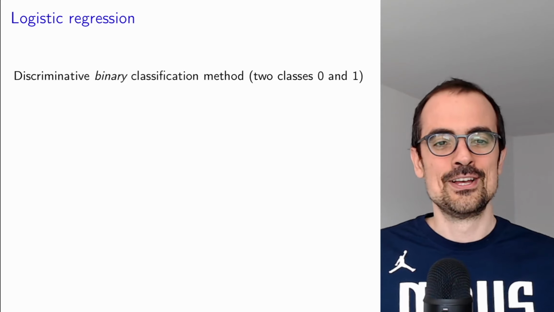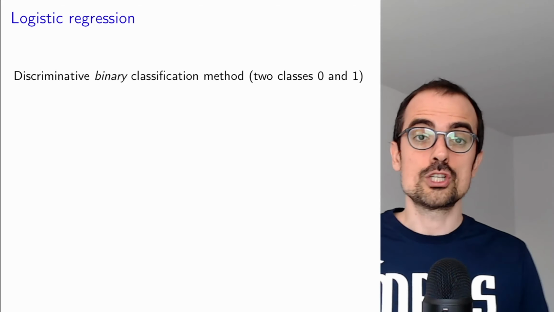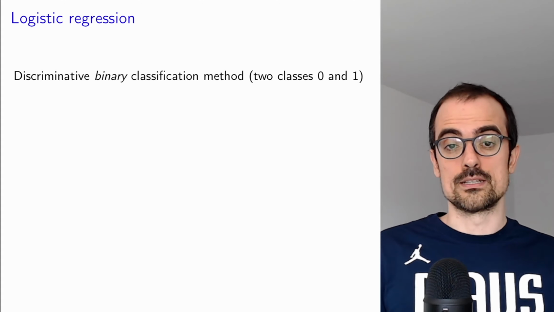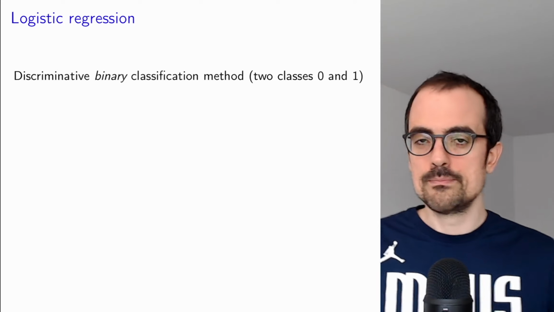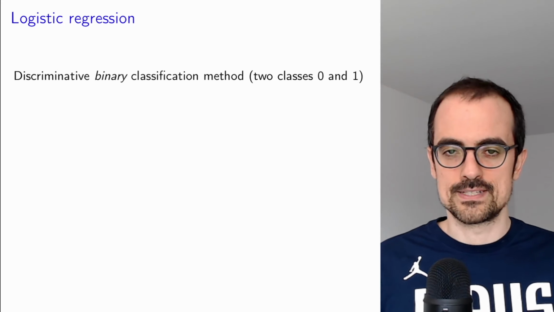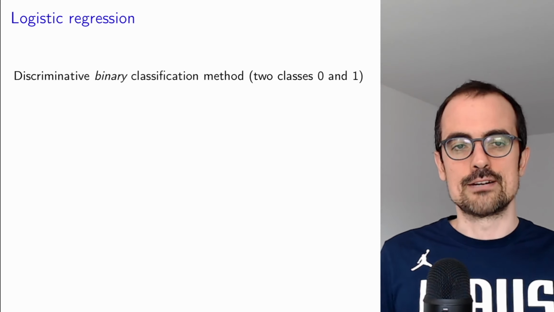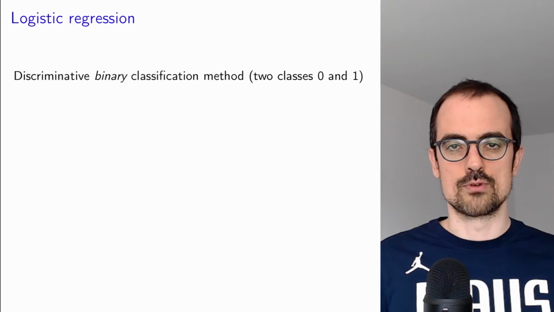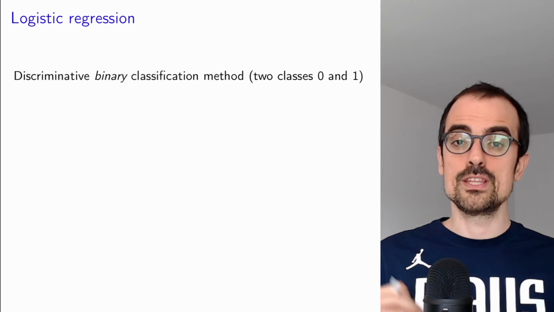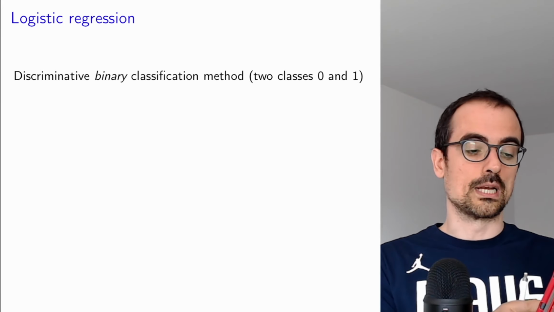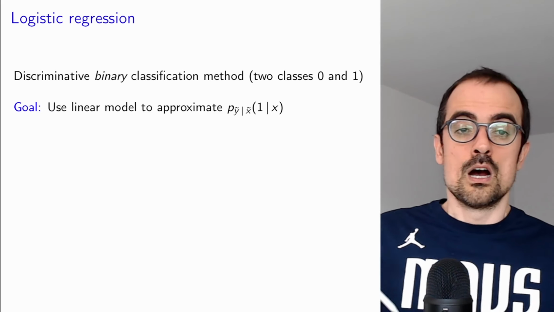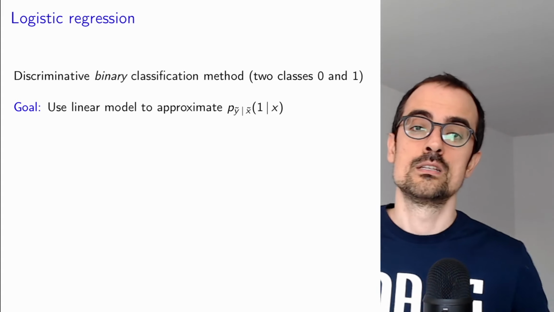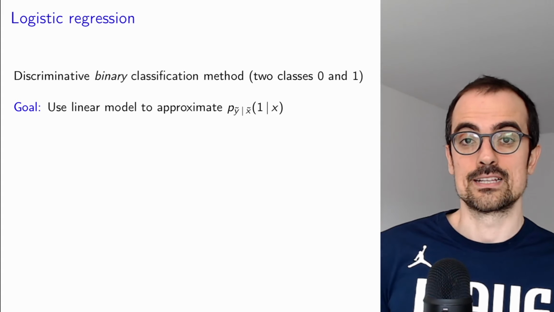All right, so in logistic regression, we're going to focus on binary classification where there are just two classes, 0 and 1. In the following video, we'll talk about what we do when we have several classes. The generalization of logistic regression to several classes is called softmax regression. But for this video, we're going to focus on just two classes. Our goal is to use a linear model to approximate the probability of one given x.